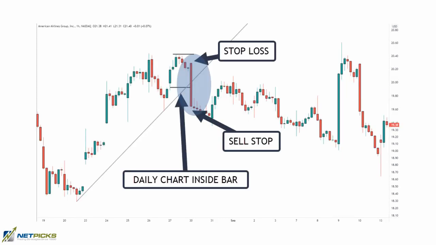Now this is a sell setup, and it's a pretty tough chart due to the huge momentum candle that broke the trend line.